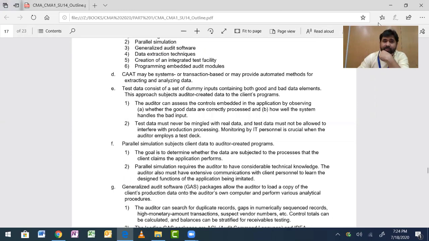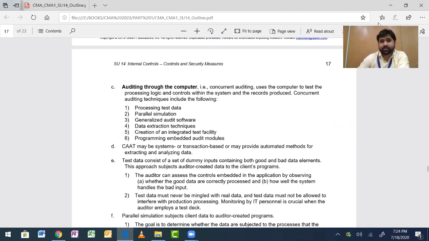Auditing through the computer is going to be a little bit more complex, because that is concurrent auditing. It uses the computer to test the processing logic and controls within the system and the records produced. Concurrent auditing techniques include the following: processing test data, parallel simulation, generalized audit software, data extraction techniques. All of these things have to be tested.